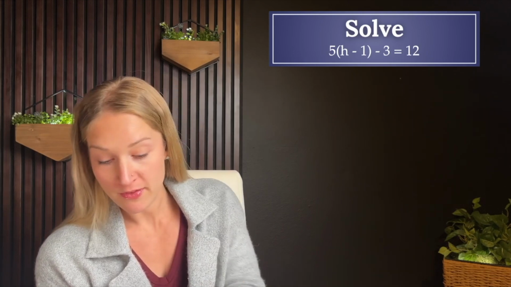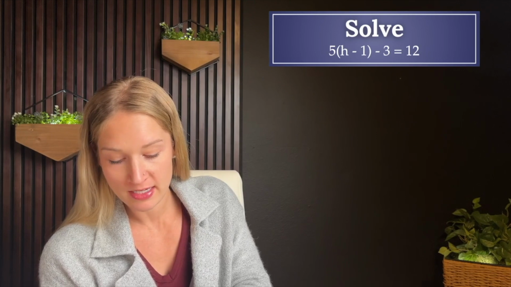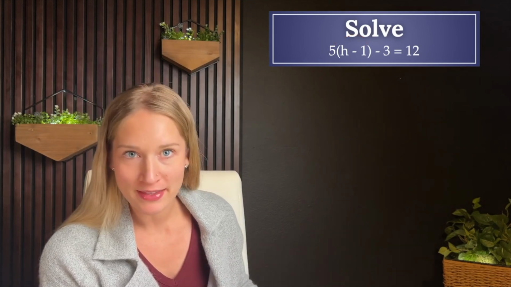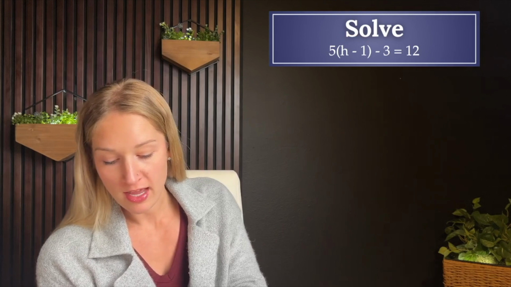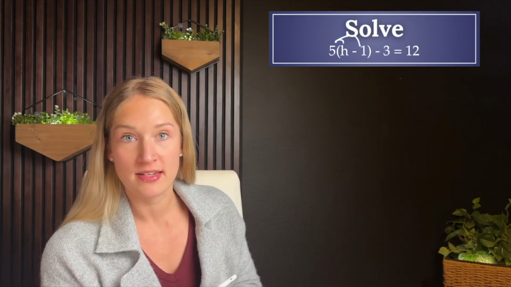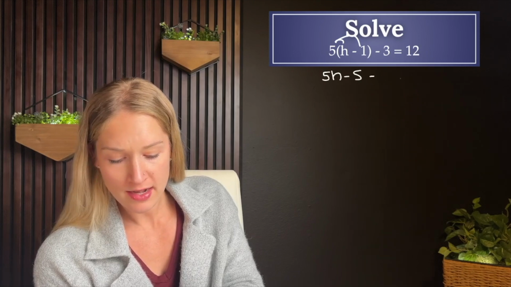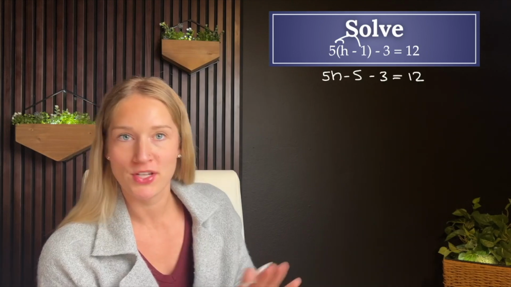multiplying. There's a 5 on the outside of the parentheses, so I'm going to take this 5 and go ahead and distribute it into the parentheses and then kind of combine things as much as I can. So that 5 gets multiplied to the h and to that -1, giving me 5h minus 5, and then everything else just stays the same. Haven't touched the rest of it.